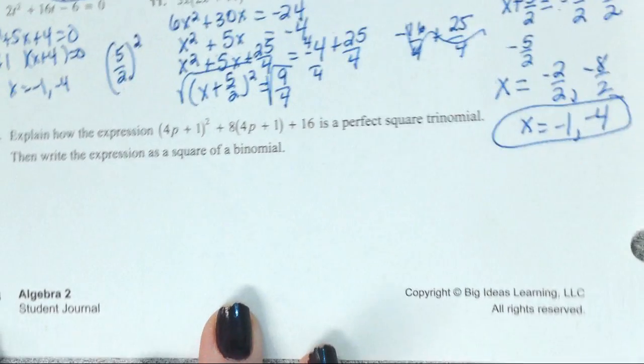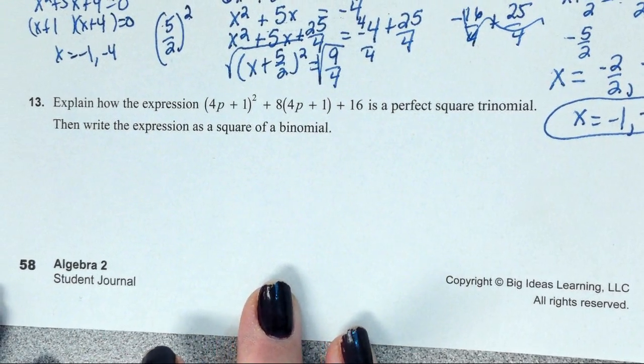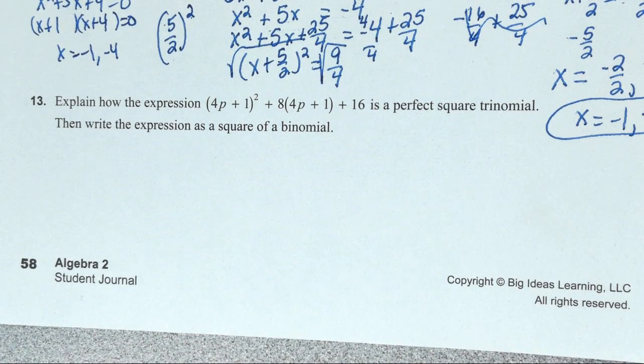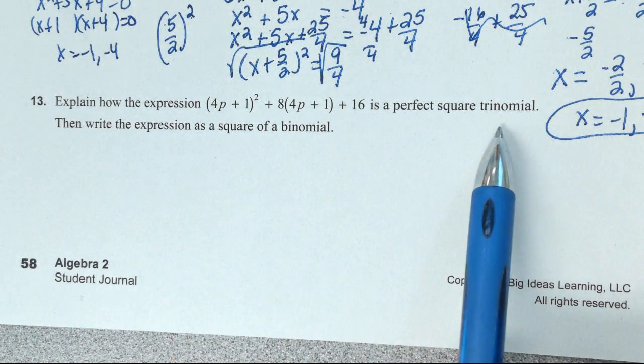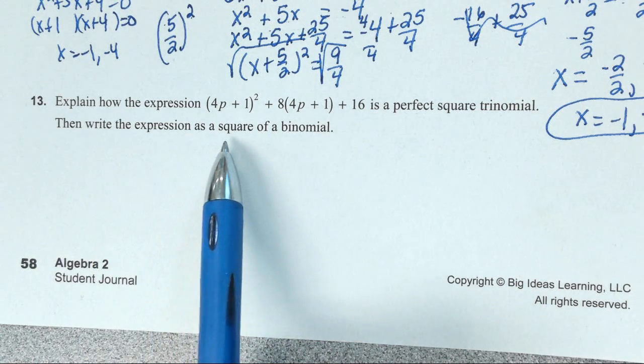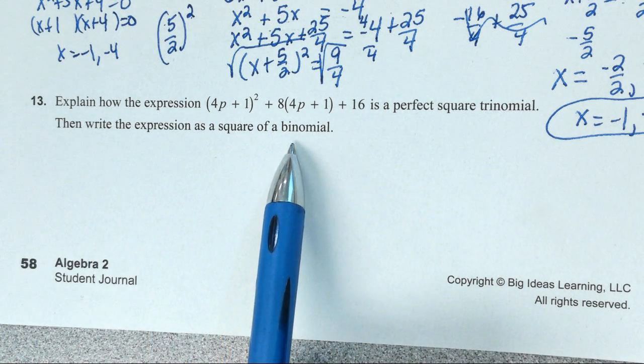I want you to read this next one. This one's kind of tricky, and this is something that is not really going to be something you'll be assessed over, but it's just kind of interesting. It says, explain how this expression is a perfect square trinomial. Then write the expression as a square of a binomial.